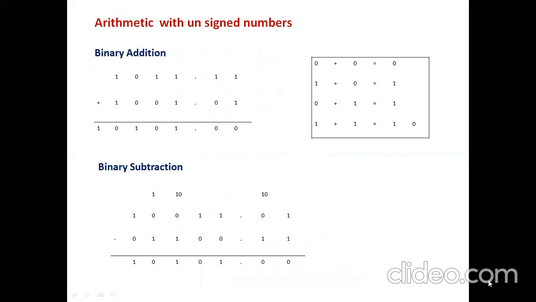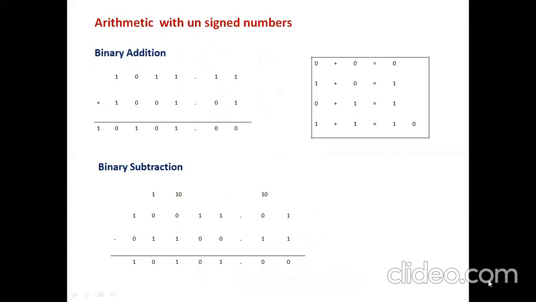For this we need to go for a truth table, that is 0 plus 0 is equal to 0, 1 plus 0 is equal to 1, 0 plus 1 is equal to 1, and 1 plus 1 is equal to 10 in the case of binary addition. So by using this table, we are going to find the result. So now we will start. We have taken one example where we are having the fractional part also.